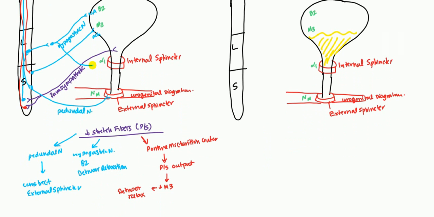And actually, I just realized that I forgot that with the hypogastric nerve, it also sends a signal to the alpha 1. And so let me write here. So the hypogastric nerve here activates the alpha 1 and the beta 2. And so with beta 2, you get detrusor relaxation, and with the alpha 1, you get internal sphincter constriction as well. So the internal sphincter constriction occurs there.